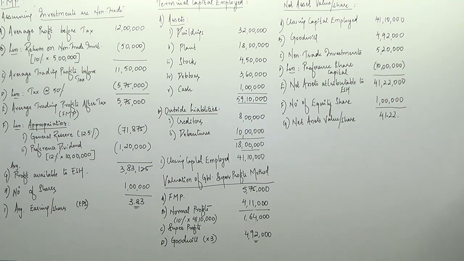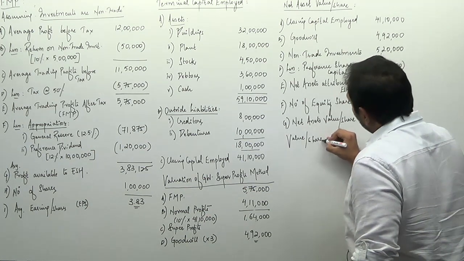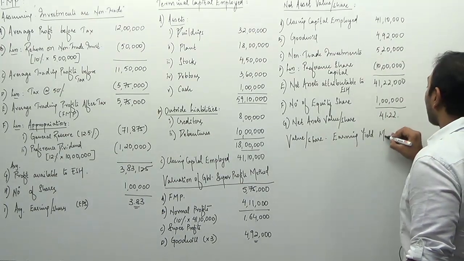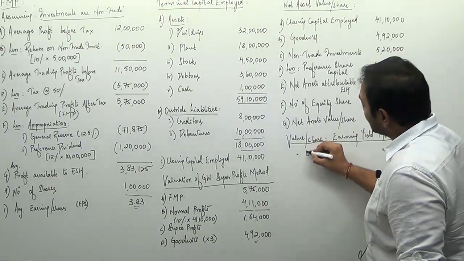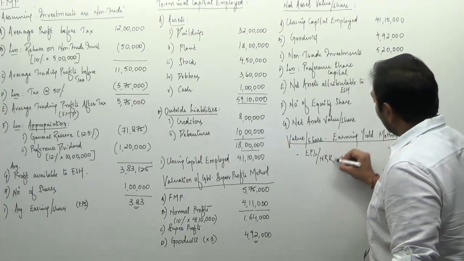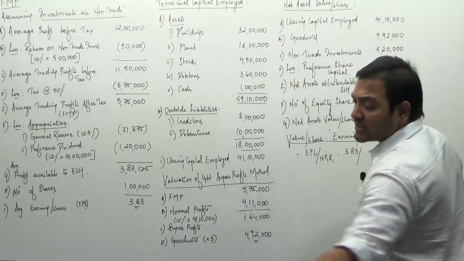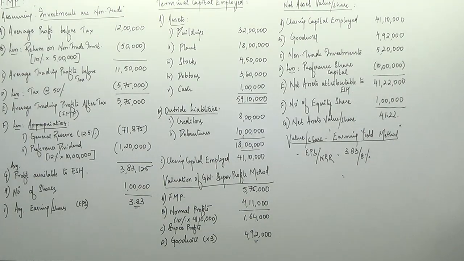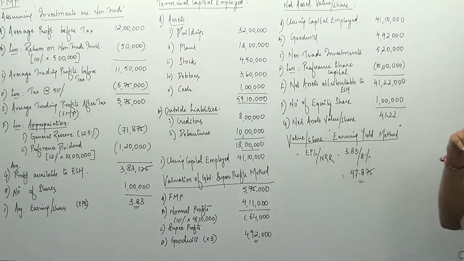To get fair value, we need to take an average with the yield-based method. Yield-based, I have earnings yield to be calculated. Value per share, earnings yield method. How do you calculate? Earnings per share divided by NRR. You know earnings per share, average earnings per share is 3.83. NRR, check what is the NRR of equity shares? 8%. And the value per share is 47.875 divided by 8% or divided by 8 into 100.